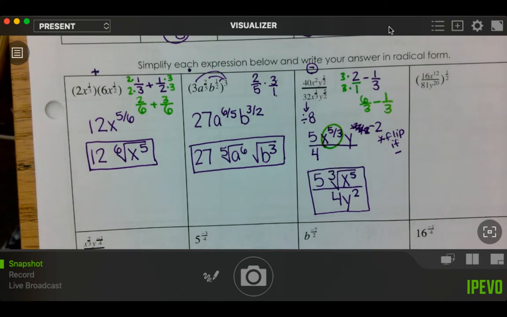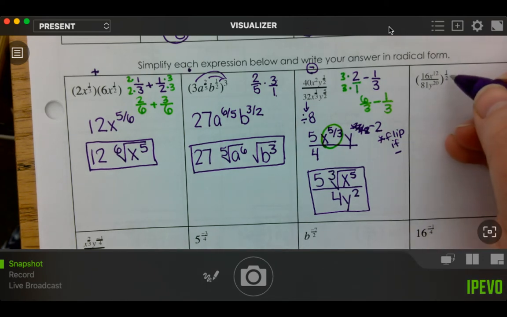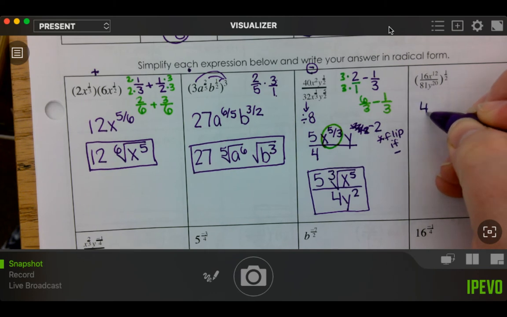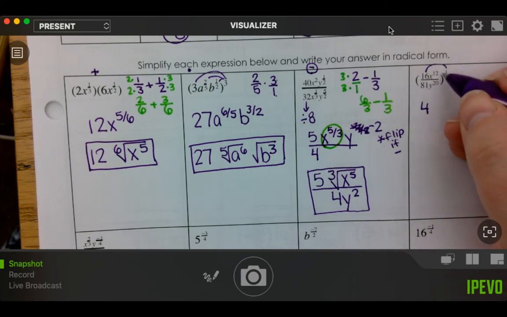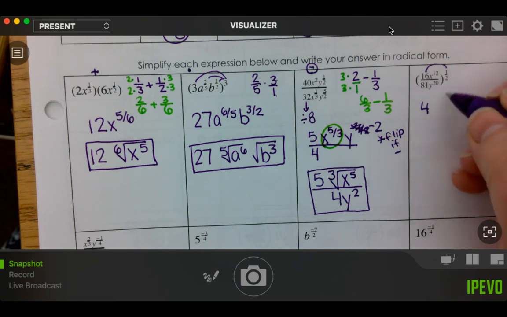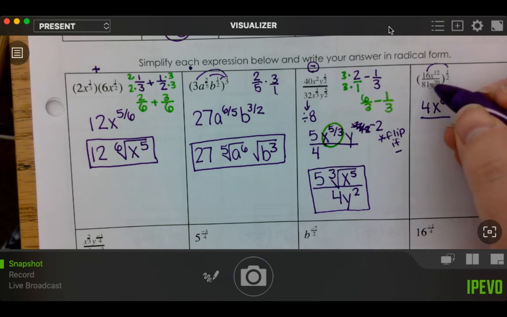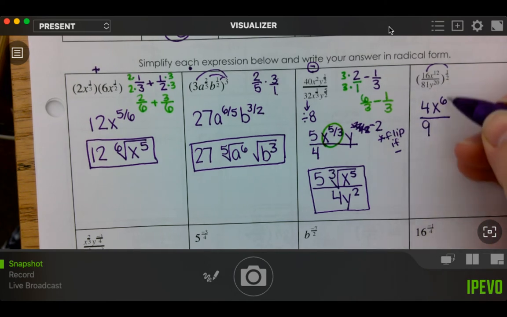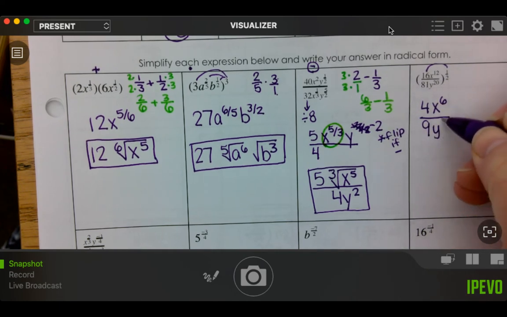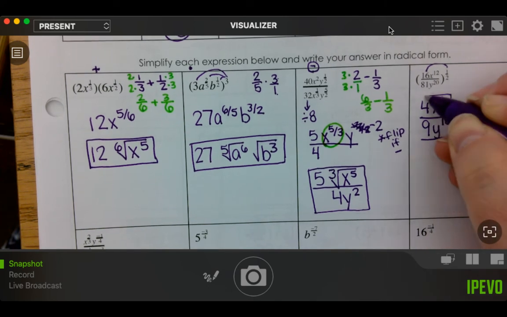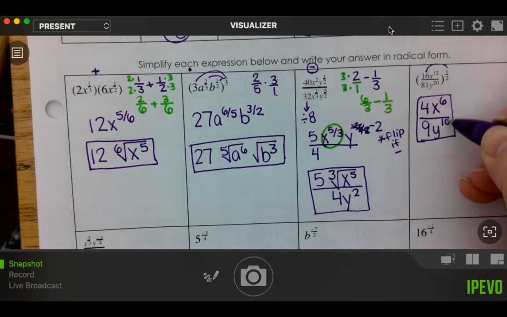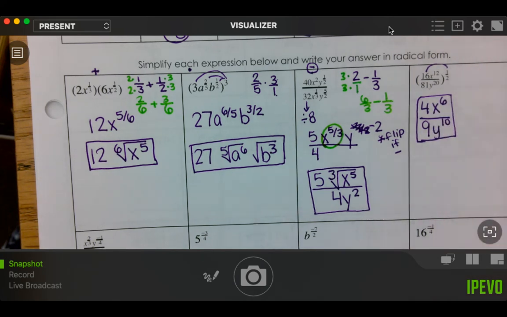All right, this next one is my favorite because this 1/2 power just means you're doing the square root. The square root of 16 is 4. And then when we're doing these exponents, we have to multiply them. Half of 12 is 6. And then the square root of 81 is 9. Half of 20 is 10. And those are two different letters, so we can't combine these exponents because one's an x and one's a y. And there's nothing I can divide both 4 and 9 by.